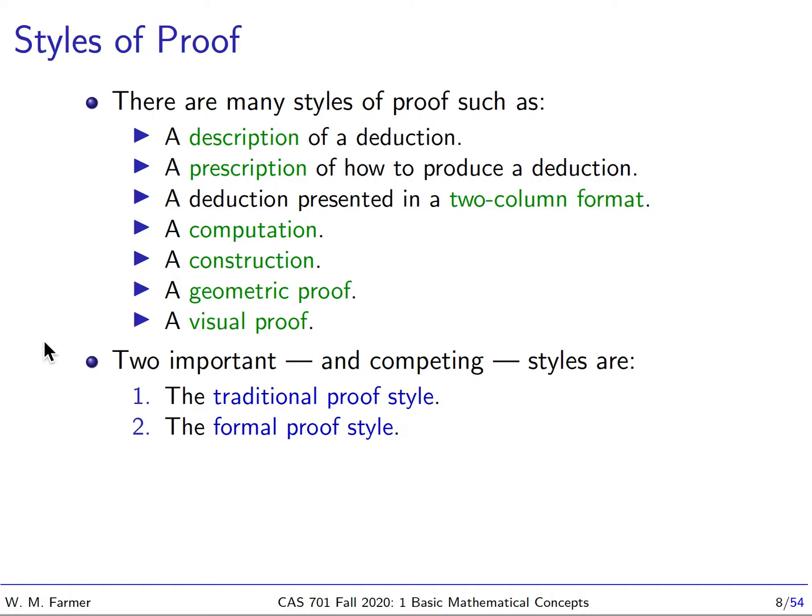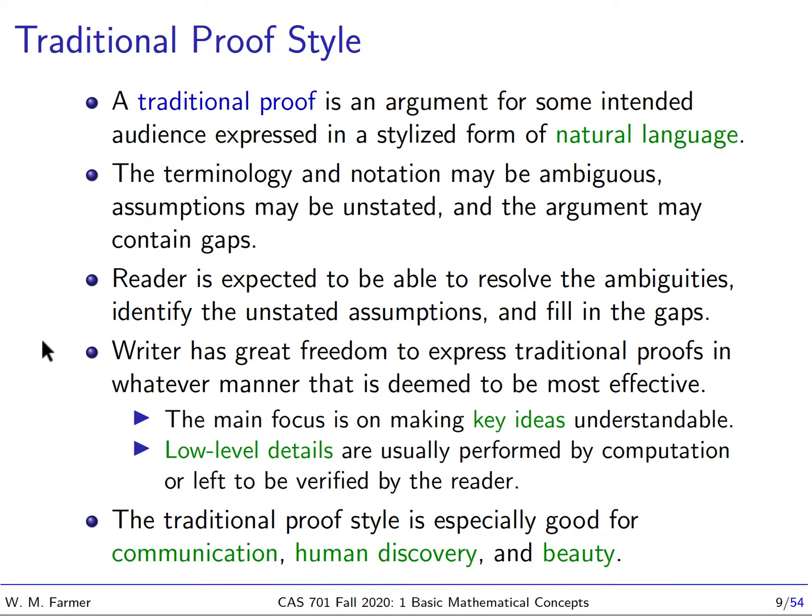Now, there are two very important and competing styles of proof. We're going to talk about these in detail. The traditional proof style and the formal proof style. So the traditional proof style is a proof style that everyone normally uses. 99% of all people use this proof style. If you open up a math book, they're using this proof style. If you go to a math course and the instructor writes down a proof, they're going to use this proof style. So what is this proof style?